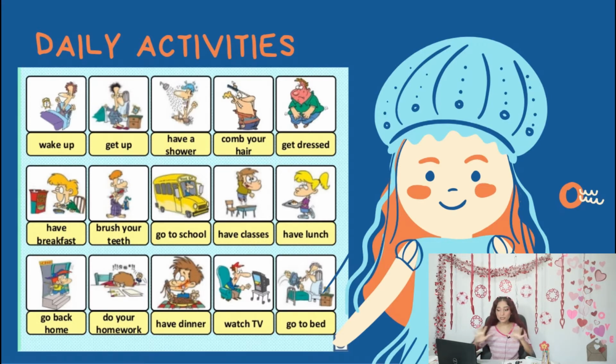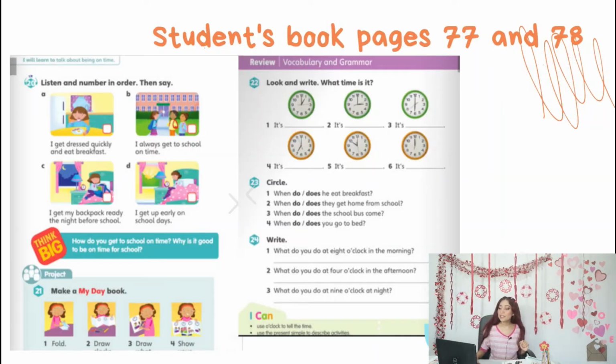So this was the vocabulary: wake up, have breakfast, go home, do your homework, have dinner, watch TV, go to bed. We did activities on students' book pages 77 and 78. We didn't do the project because today we need to hurry up and go faster with the activities. So if you didn't send these pages, the picture of your activities, please send them to me.